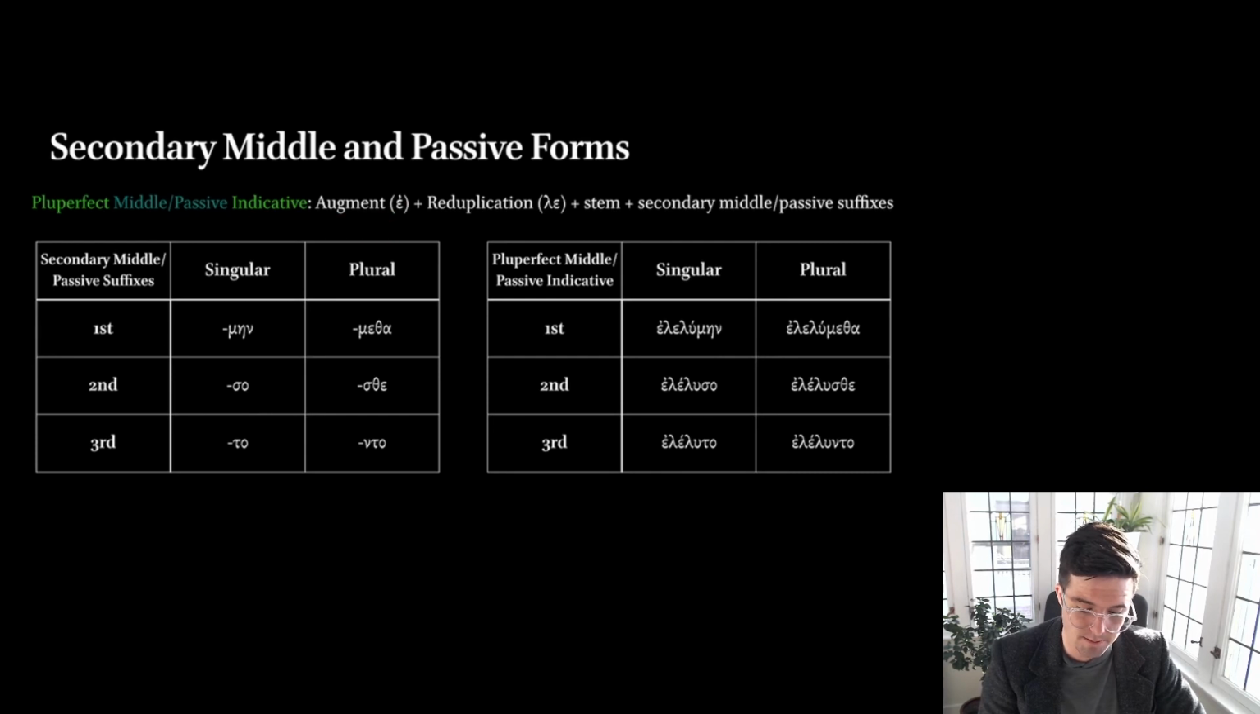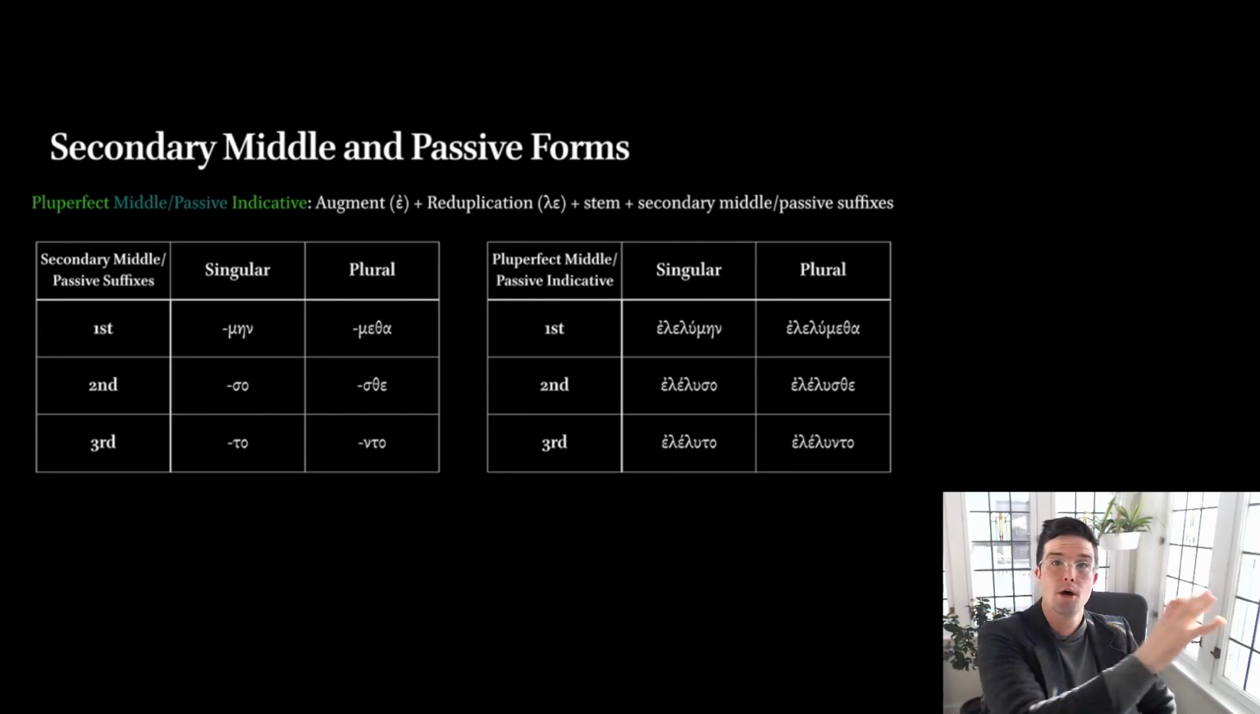So the augment, because the pluperfect is basically the perfect tense put into past time. So it's action that was completed, had ongoing results, but those ongoing results stopped by the time the word was written or spoken. So it's past action with past results that stopped by the time of the writing.